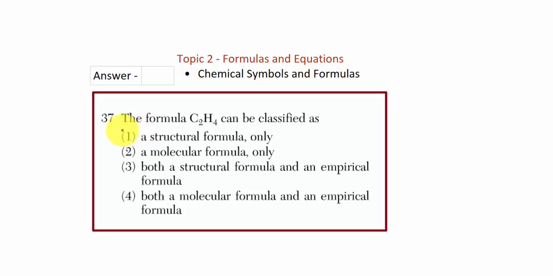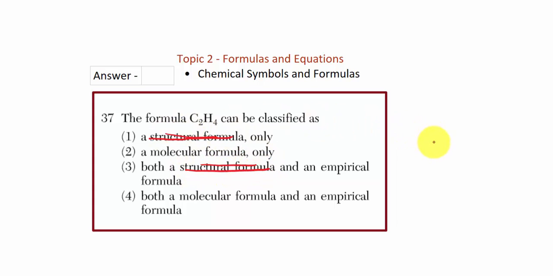Question 37. The formula C2H4 can be classified as, and there's several different descriptions here of what kind of formula that is. Well, when we write a formula using symbols and subscripts, those are molecular formulas, or if they're an ionic compound, they would just be a chemical formula. Certainly this is not a structural formula. So we're going to eliminate both answers that say structural formula.